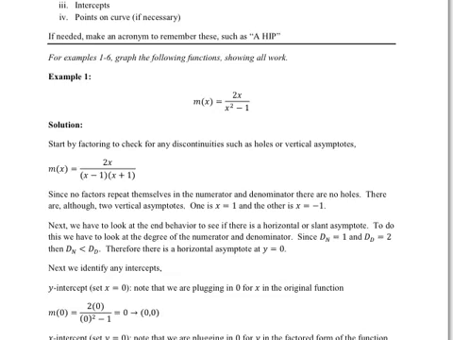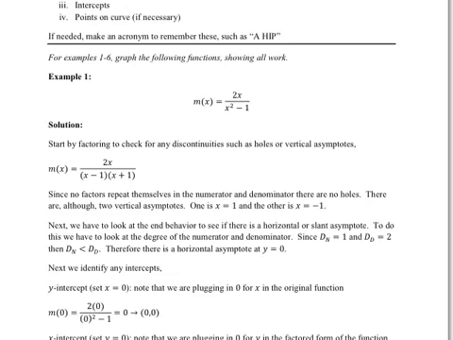Now, since no factor repeats itself in the numerator and the denominator, there's clearly no holes. But there are still two vertical asymptotes, one at x equals 1 and the other at x equals negative 1. Where do they come from? They come from these factors when set equal to 0. Because remember, whatever makes the denominator equal to 0 is a vertical asymptote or a hole.